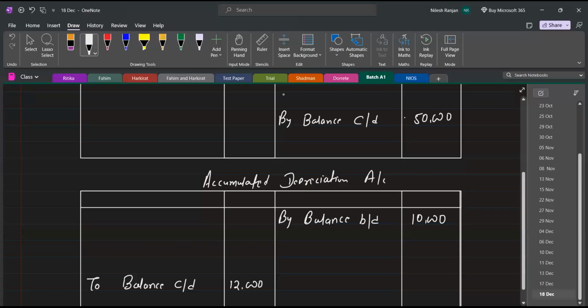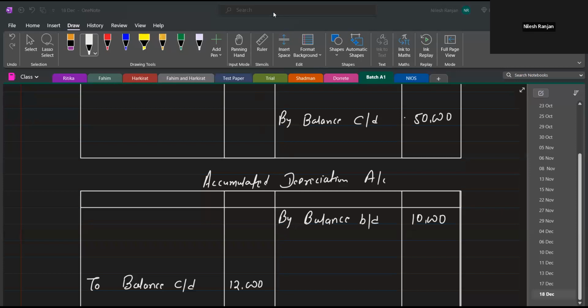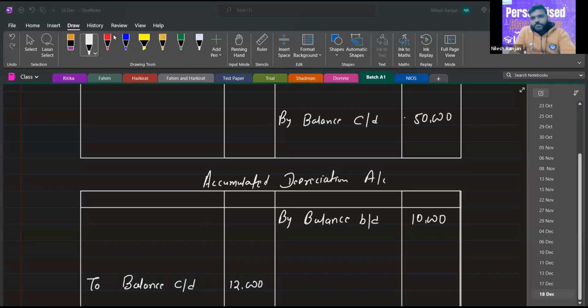So there is no depreciation account here. It is accumulated depreciation account. So we'll write here by profit and loss account, and the amount is 6,000. Okay, that is not the correct solution. Okay, Ritika, do you remember how we have prepared the accumulated depreciation account?